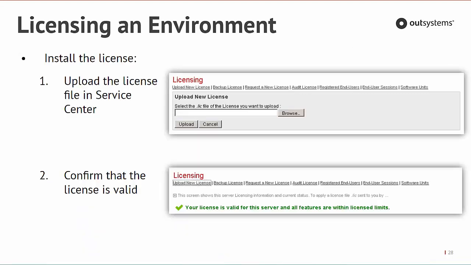A license file can be uploaded countless times. Service Center only keeps one license, and that's the last one that was uploaded. It is possible to obtain a copy of the currently loaded license by clicking on the backup license, the second link there. It is recommended that you always back up your current license before installing a new one. And if you click on the Request a New License, you'll end up being brought to the licensing console that we've just seen.